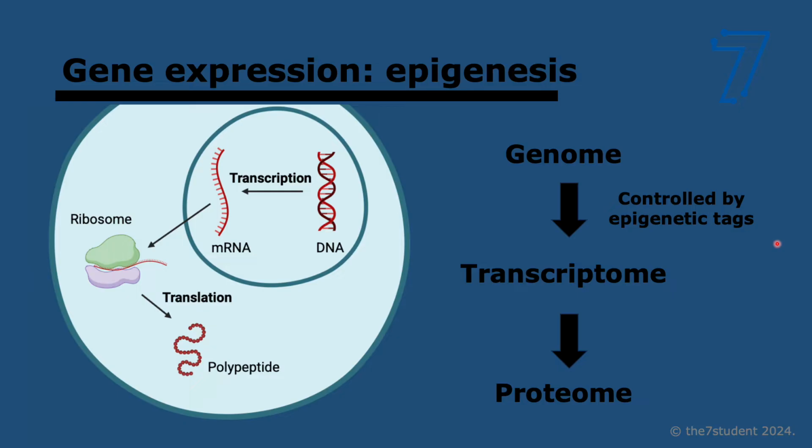The genotype is non-changing, but the phenotype is, and that's because we have different transcriptomes, which then lead to different proteomes because different mRNAs are translated, okay? And then the different proteins are what result in different roles of cells. This is a super important slide, so if it's even slightly unclear, please ask me in the comments.